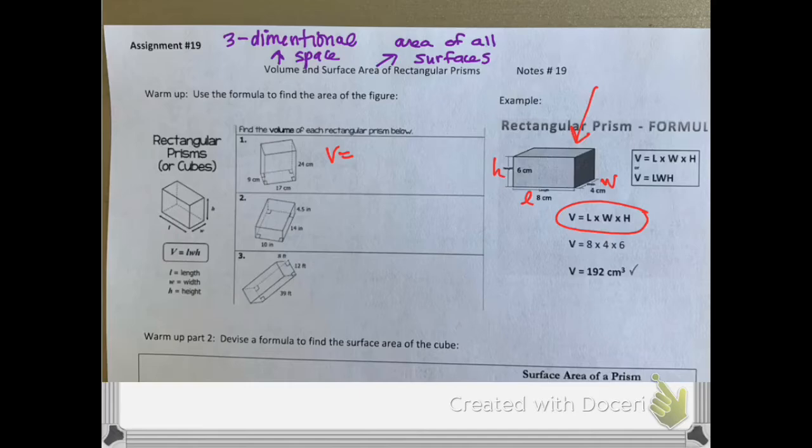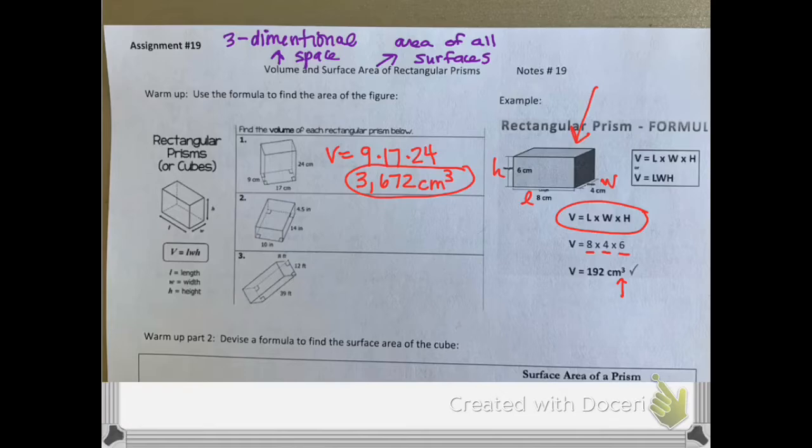And since you have 8 centimeters times 4 centimeters times 6 centimeters, notice that volume has the units to the third power, or cubed. So in this first picture, I would have 9 centimeters times 17 centimeters times 24 centimeters. So if I multiply 9 times 17 times 24, I get 3,672 centimeters cubed. So again, volume, you just multiply the three dimensions together.